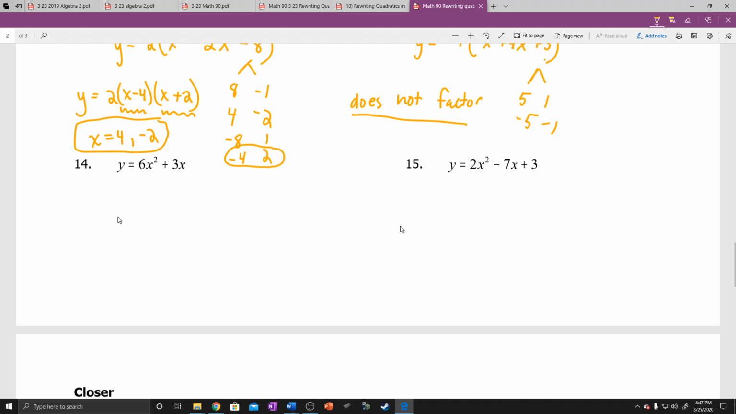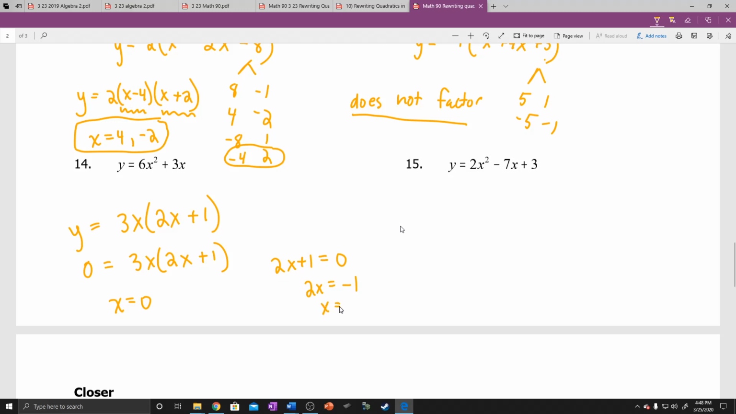Alright, I can factor out a 3x. I'd be left with 2x plus 1 is equal to y. When I set y equal to 0, 3x set equal to 0, divide by 3, x would equal 0. And 2x plus 1, if I set that equal to 0, subtract 1 from both sides, and divide by 2, I'd get x equals negative 1 divided by 2, which is negative 1/2.